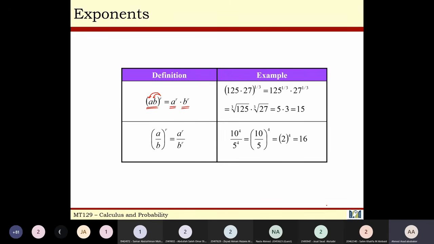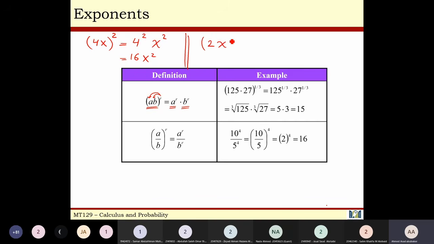For example, if we have 4x all square, this means not the square for the x only, no, the square for the 4 and for the x. So we have 16x square.